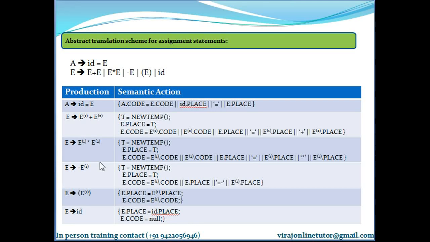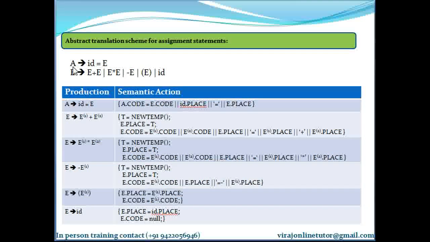Hi everyone. So we are starting with the next session on compilers, and it's on abstract translation scheme for assignment statements. Here E is an expression. What are the different expressions that I have supported? Plus, multiply, unary minus, open bracket E close bracket, and id. So E can boil down to the following particular reductions.